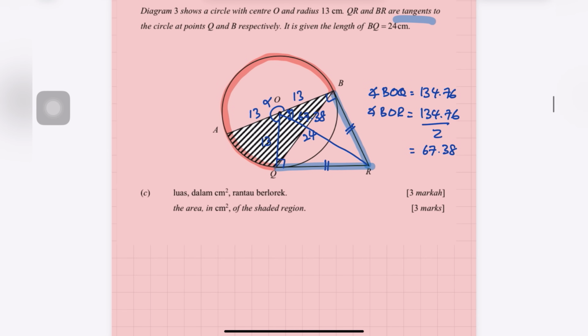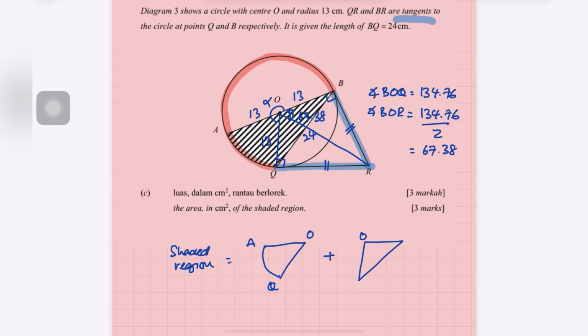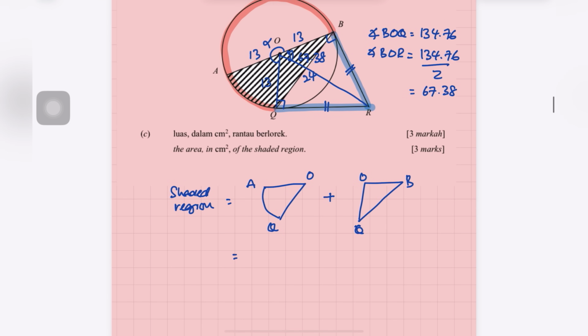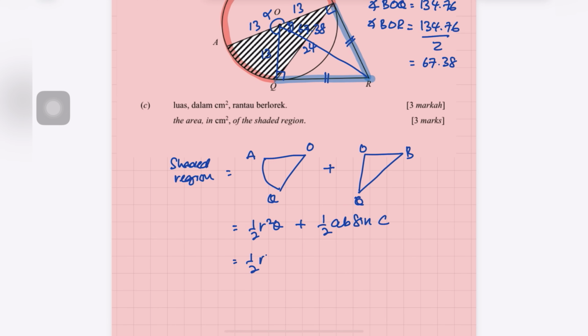Okay, so to find shaded region, okay, actually the sector OAQ plus with the triangle OBQ. Okay, so for sector AOQ, so we use 1/2 r squared theta. For triangle is 1/2 AB sin C. Okay, so this one 1/2 r squared. Oh, sorry. We substitute the radius, 13.